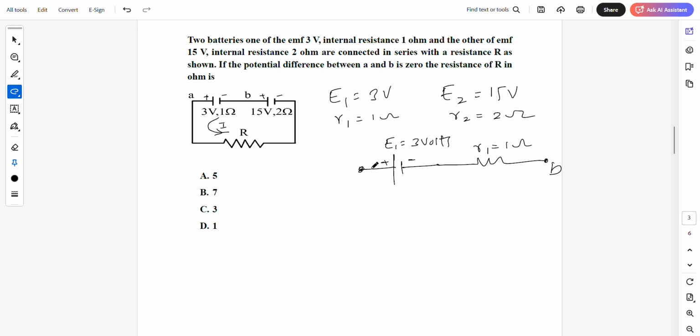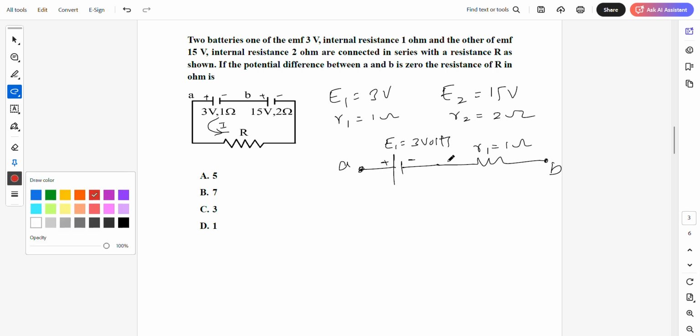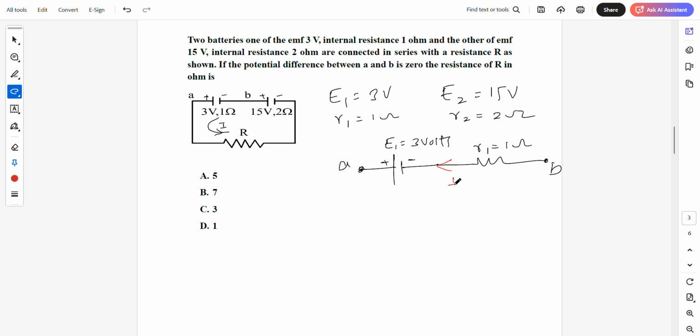Current will be flowing from what? From B to A. Current will be flowing from B to A, right? Like this. This is I, right? Now, which will be plus? This will be plus, because current is flowing like this, right?